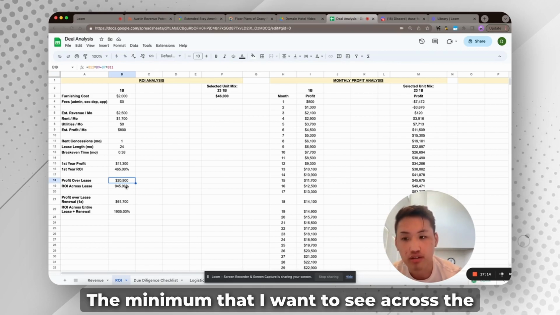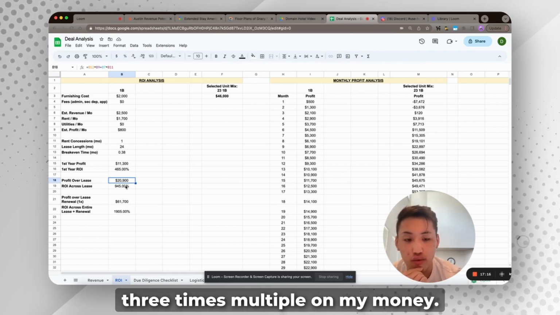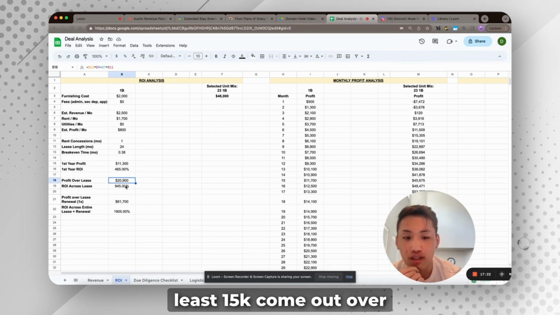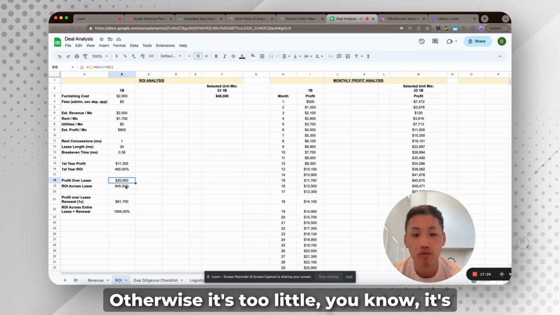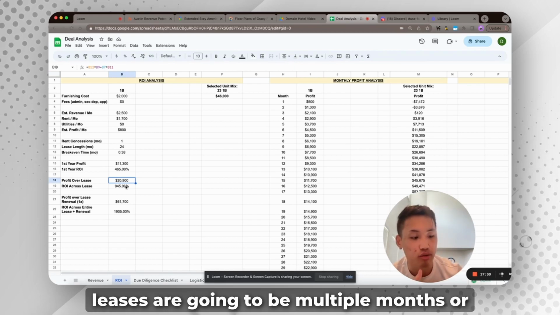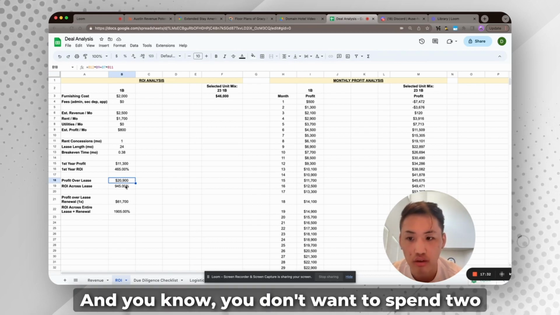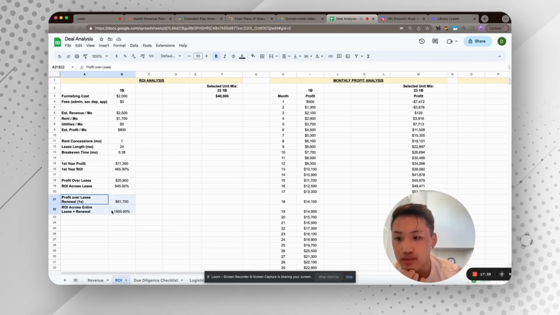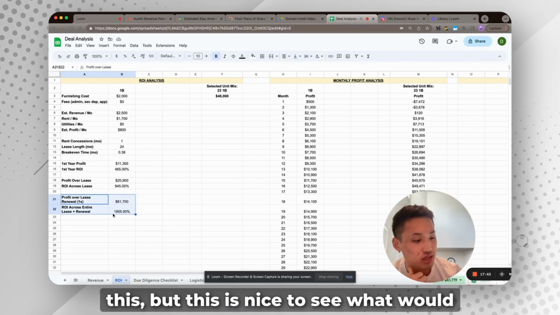The minimum that I want to see across the entire lease is at least a 3 times multiple of my money. So if I'm putting in 5K, I want to see at least 15K come out over the course of the entire lease. Otherwise, it's too little. It's wasting time because usually these leases are going to be multiple years, and you don't want to spend 2 years and just double your money. There's better deals out there.